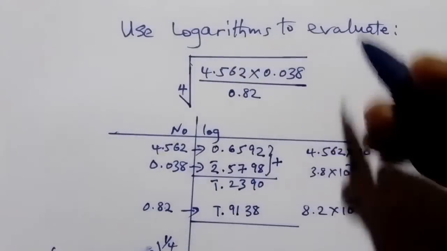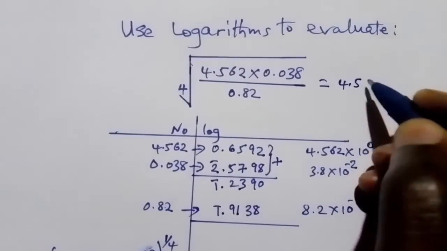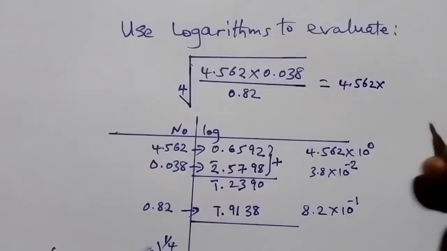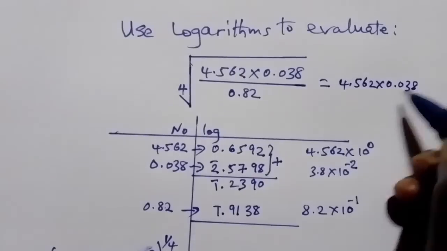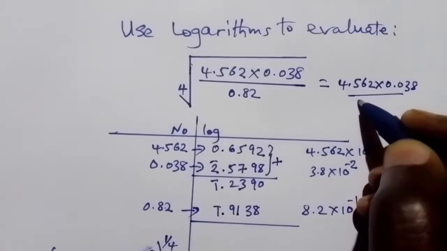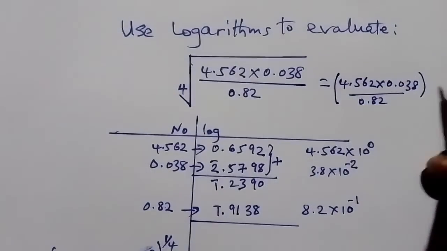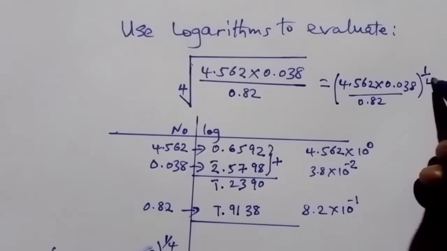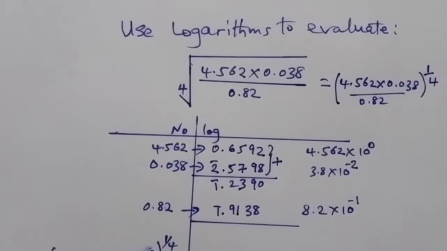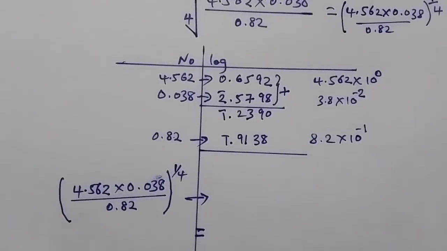We can write this one as 4.562 times 0.038 over 0.82 in brackets, raised to power 1 over 4. So this is what is here.